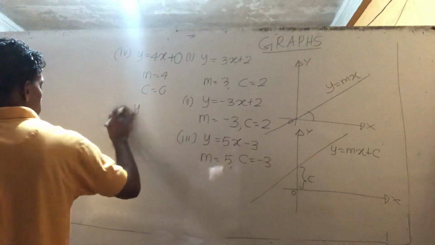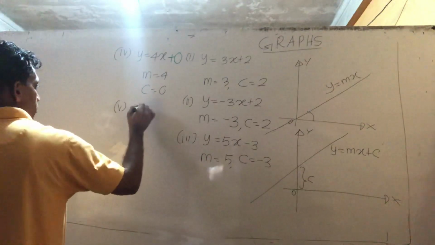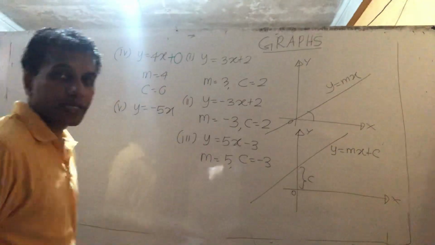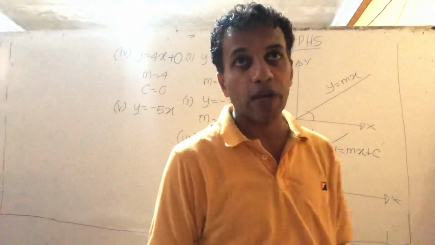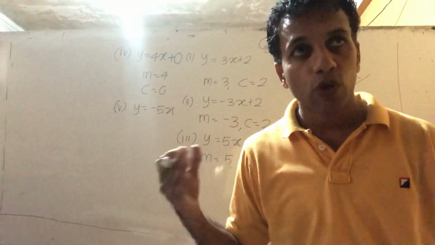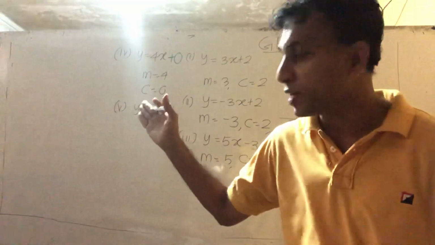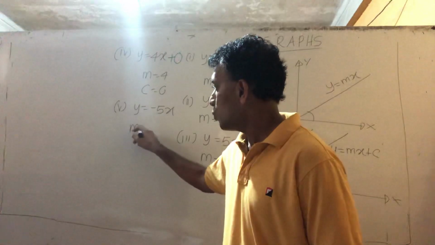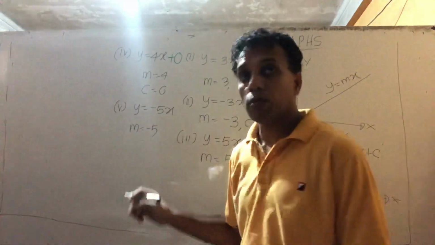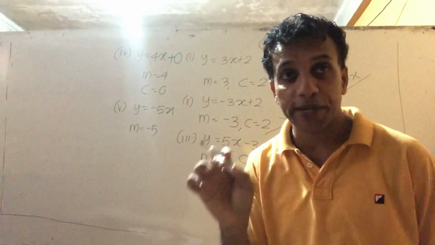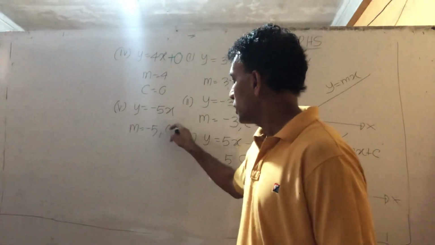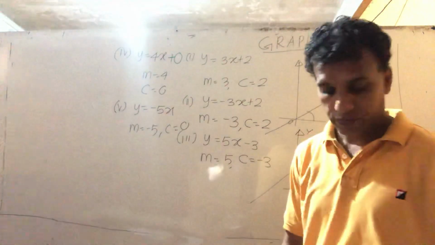Next, the fifth part, y equals minus 5x. The same idea, y equals minus 5x. There is no c value, so that also passes through the origin. So we get only the m value, minus 5. But you show what c is also. What is c equal to? 0. c equals 0.